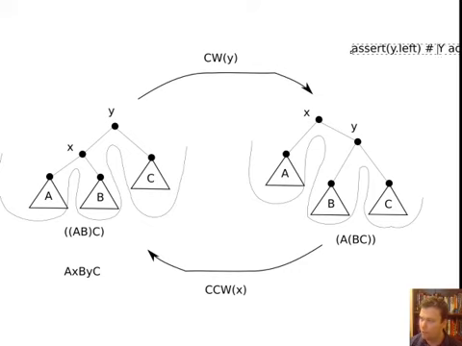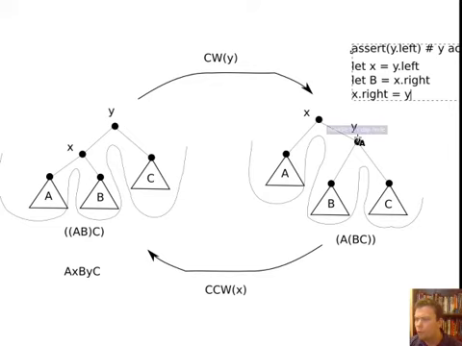Okay, so assuming that Y actually has a left child, then I can say the following. Let me let X be Y.left, and then I'll let B be X.right. All right? And now X.left is still going to be A, but now X's right is Y, actually, right?